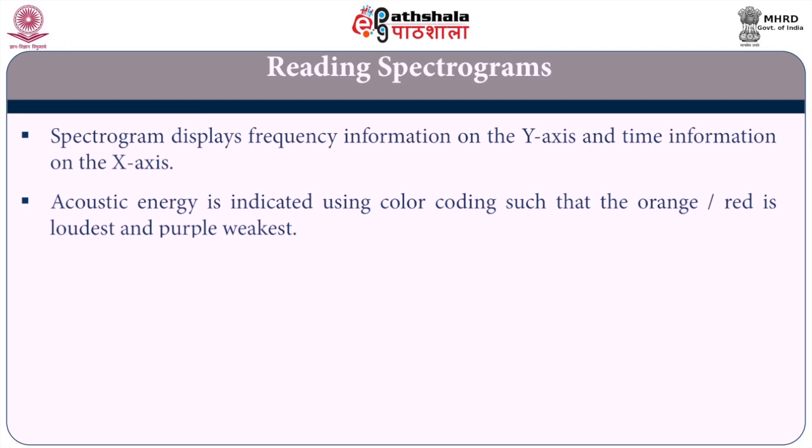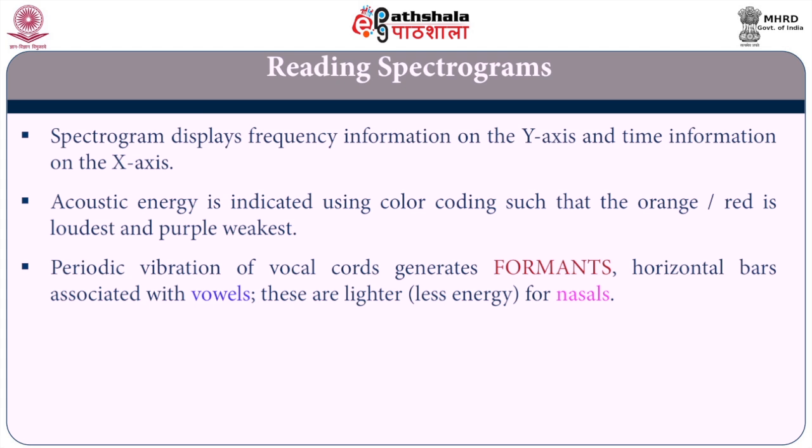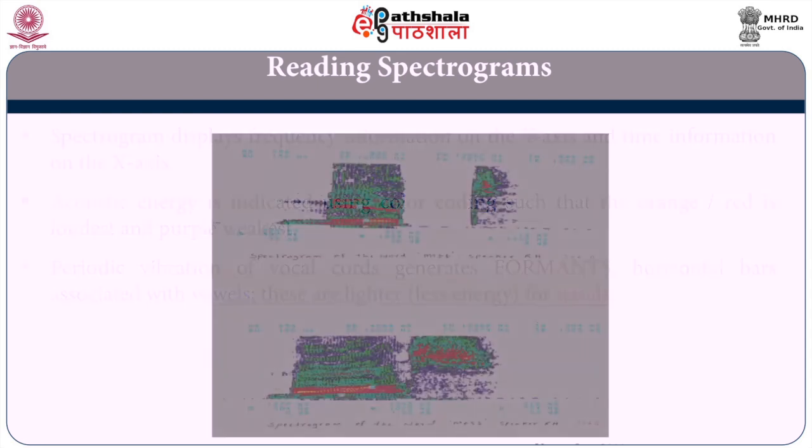Since I am going to show you color spectrograms, you have to know that the red or the orange indicates loudest, that is, acoustic energy is maximum in the area which is marked by red, and purple is the weakest, the acoustic energy is weakest. Please remember this when you are looking at the spectrograms. Periodic vibration of vocal cords generates formants. So when the vocal cords vibrate, it's periodic, and it comes out in the spectrogram as horizontal bars, which are called formants.